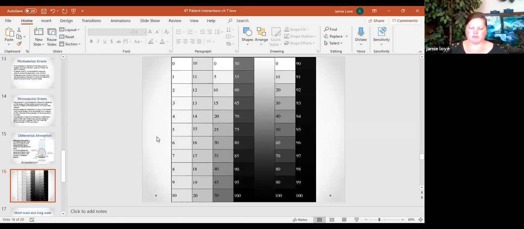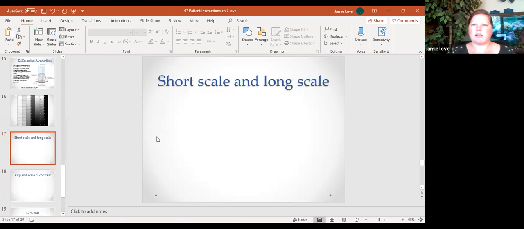It just says the differences between the shades. I think it's tomorrow, and we'll talk more about that tomorrow too. But I just wanted to introduce this to you today because it's on your objectives, and it becomes important when we talk about the 15% rule. So, short scale, long scale.